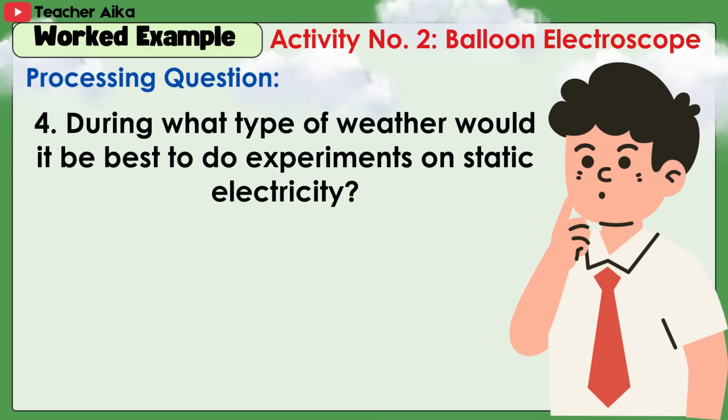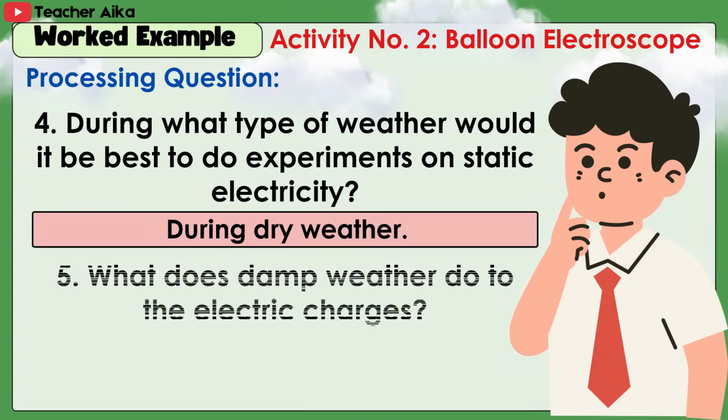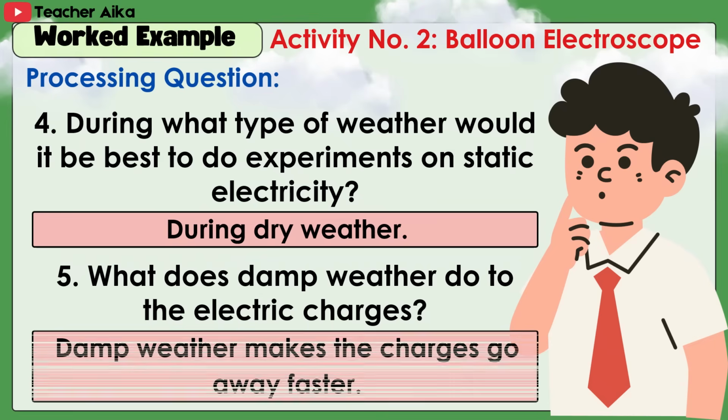4. During what type of weather would it be best to do experiments on static electricity? Answer: during dry weather. 5. What does damp weather do to the electric charges? Answer: damp weather makes the charges go away faster.